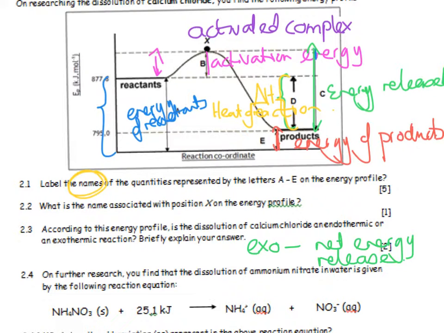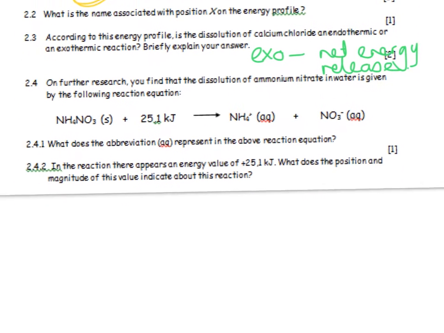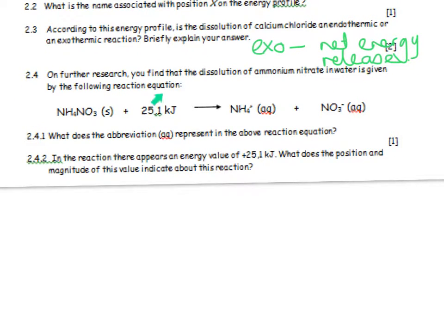Then finally, on further research, you found that the dissolution of ammonium nitrate in water is given by the following reaction. And they give you a reaction, and in it, they put this information here. I have to add energy. If I'm adding energy, it means it is an endothermic reaction. What does the abbreviation AQ represent? It actually means aqueous. But what does that mean? It means dissolved in water.